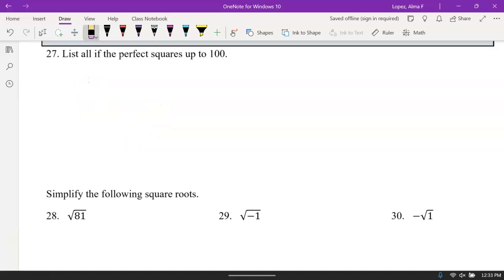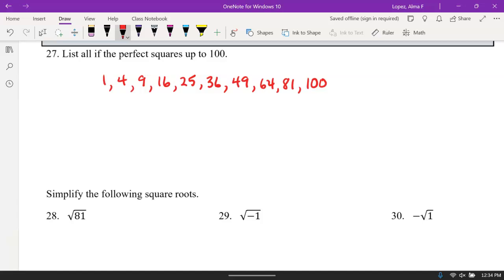I just want to write all of the perfect squares that I can think of, up to 100. So the number 1, because it has factors of 1 and 1. The number 4, because it has factors of 2 and 2. 3 times 3 would be 9. 4 times 4 would be 16. 5 times 5 is 25. 6 times 6 is 36. 7 times 7 is 49. 8 times 8 is 64. 9 times 9 is 81. And 10 times 10 is 100. So we're going to stop right there.